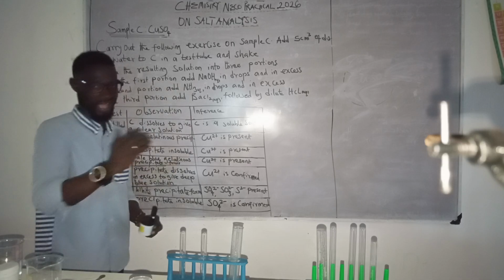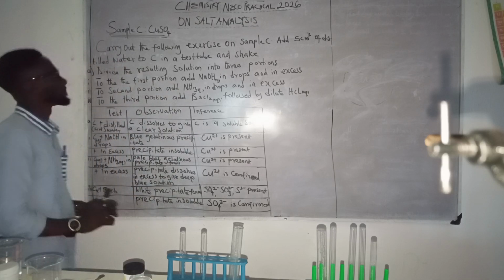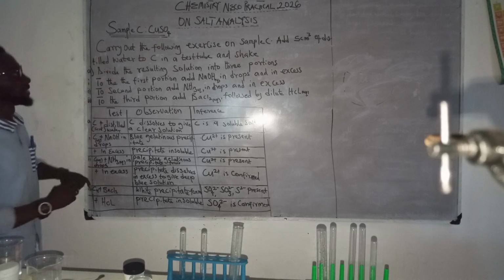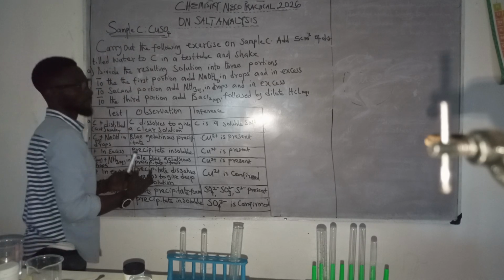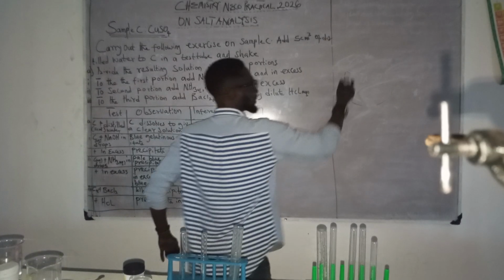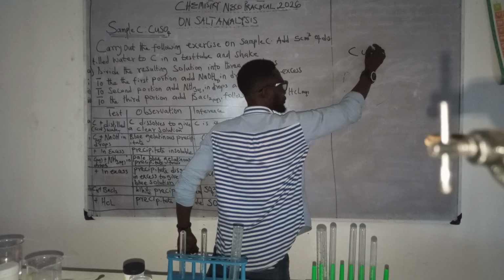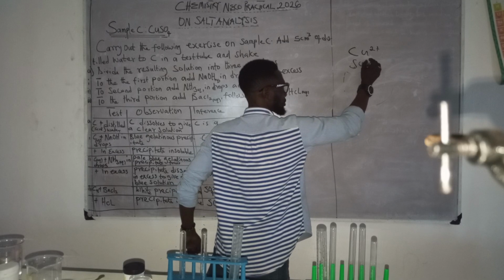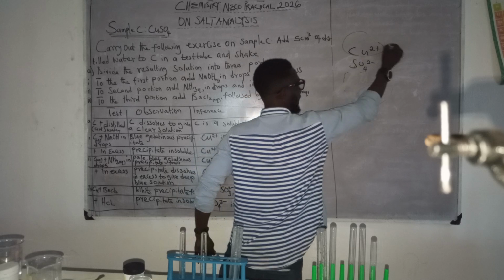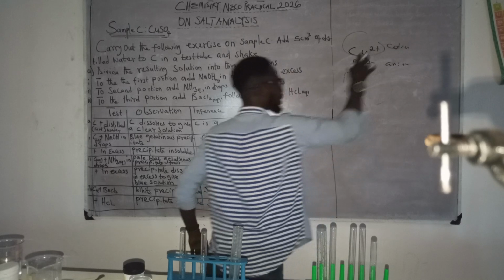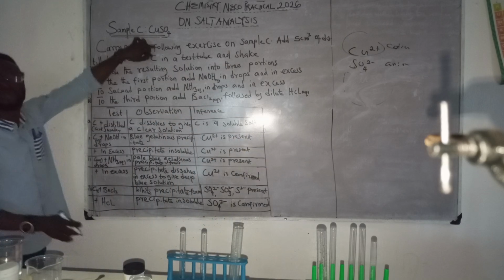and that is the essence of carrying out the salt analysis. Now, our copper 2 sulfate, like I earlier told us, is a salt. Of course, by the time we carry out this analysis, we are going to discover that it contains both copper 2 ion and sulfate ion. That is cation and what? Anion, as the components of this copper 2 sulfate.